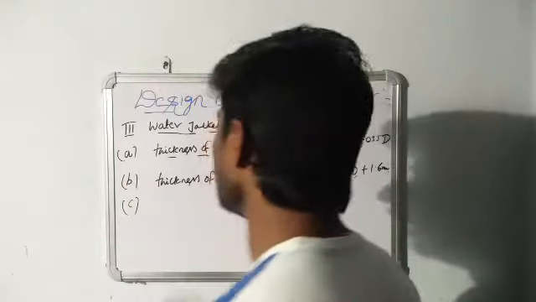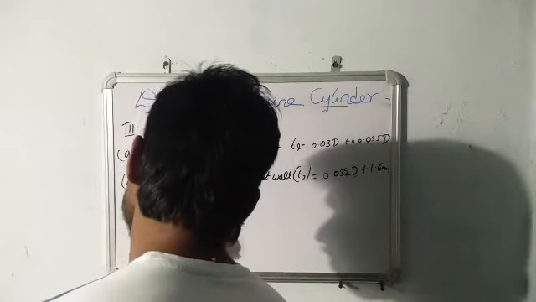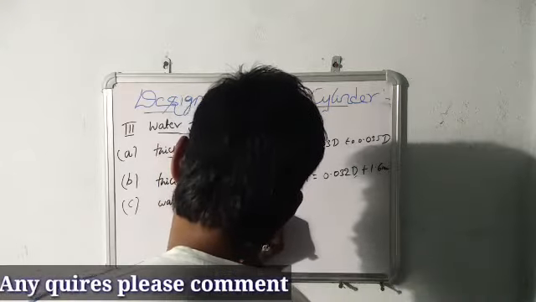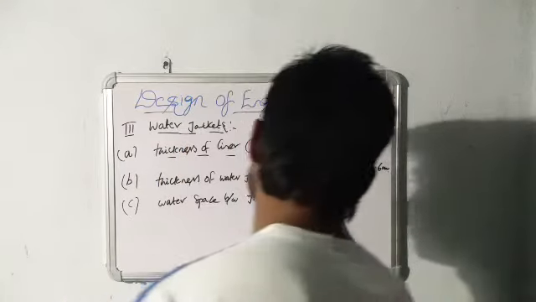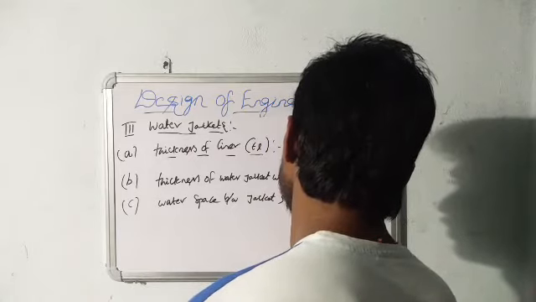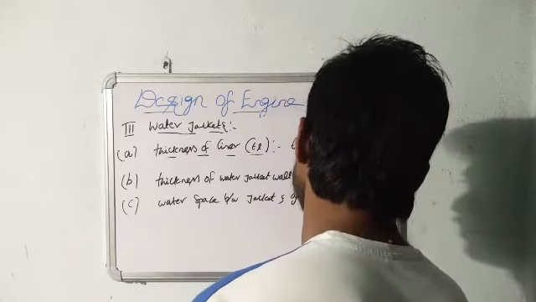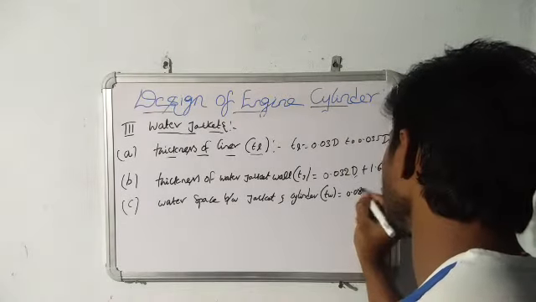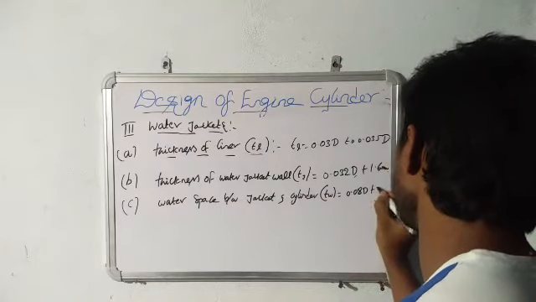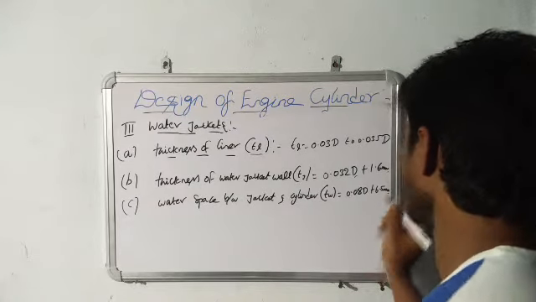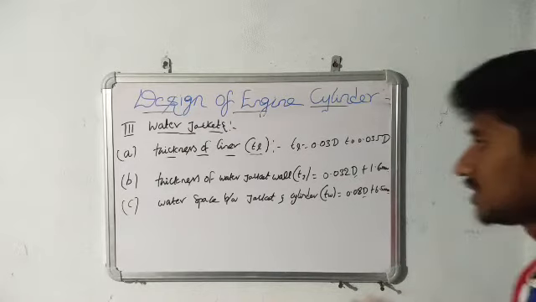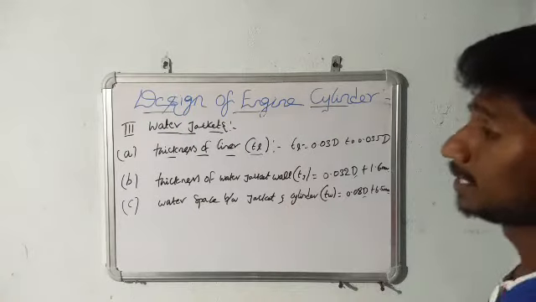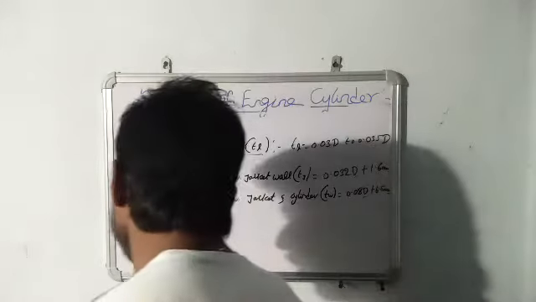And go to the third one, that is the water space between the jacket and cylinder. This is denoted by Tw. How we get this is that it is equal to 0.08 times D plus 6.5 mm. Here also we know the diameter of the cylinder. It is easy to find out the water space between the jacket and cylinder. This is the third minor step. And go to the next one.